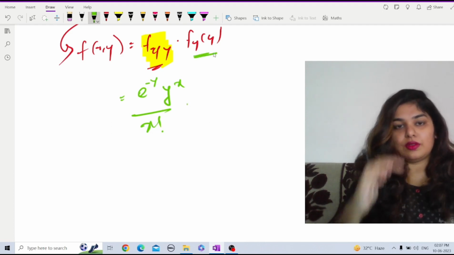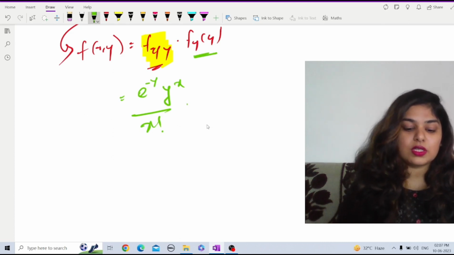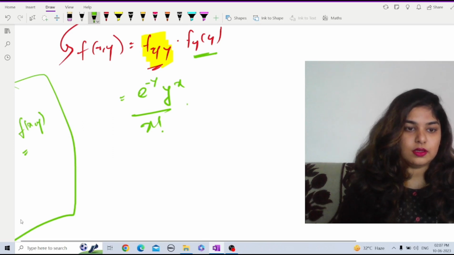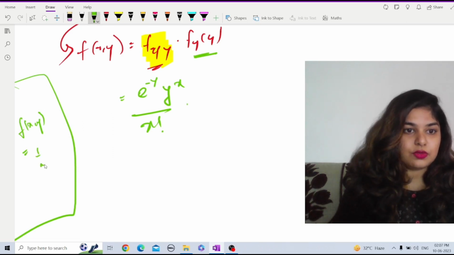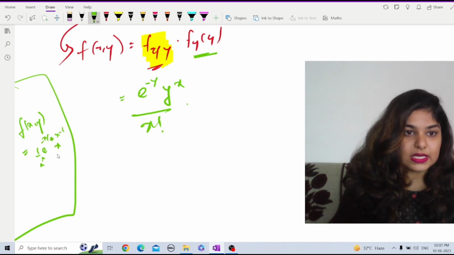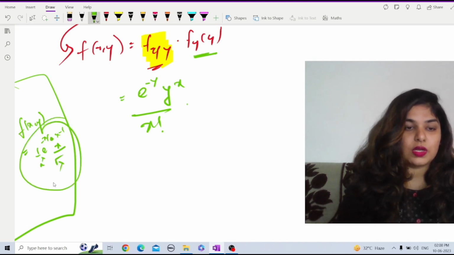And now this is the gamma distribution. Let us write down f of y, the gamma distribution. The formula will be 1 by a to the power lambda, e to the power minus x by a, x to the power lambda minus 1 by gamma lambda. We are given that the parameter is 2.5, so this is our a. Now let us put the values.